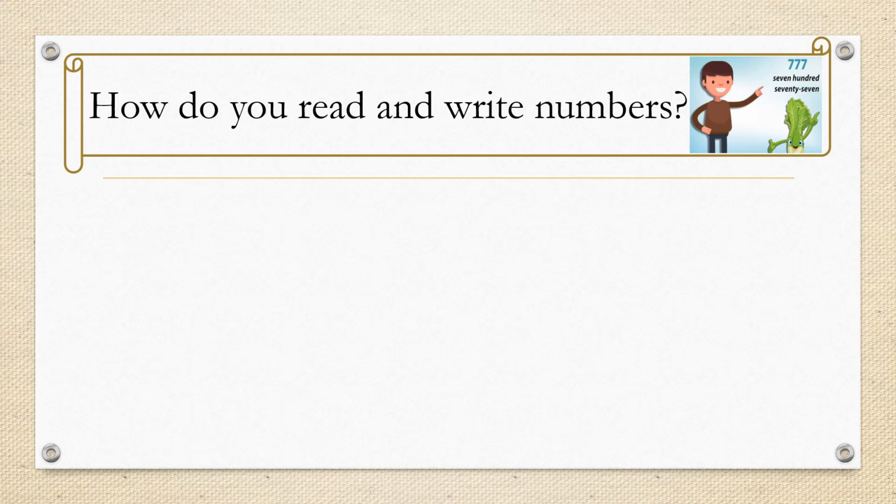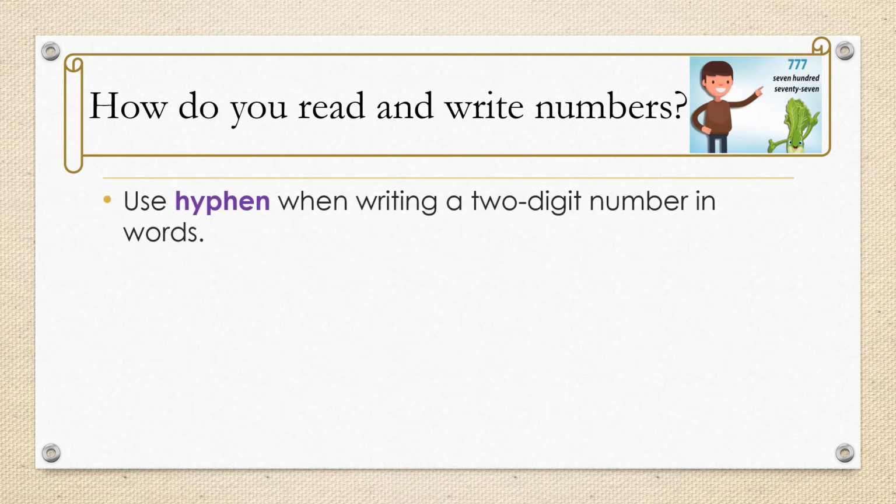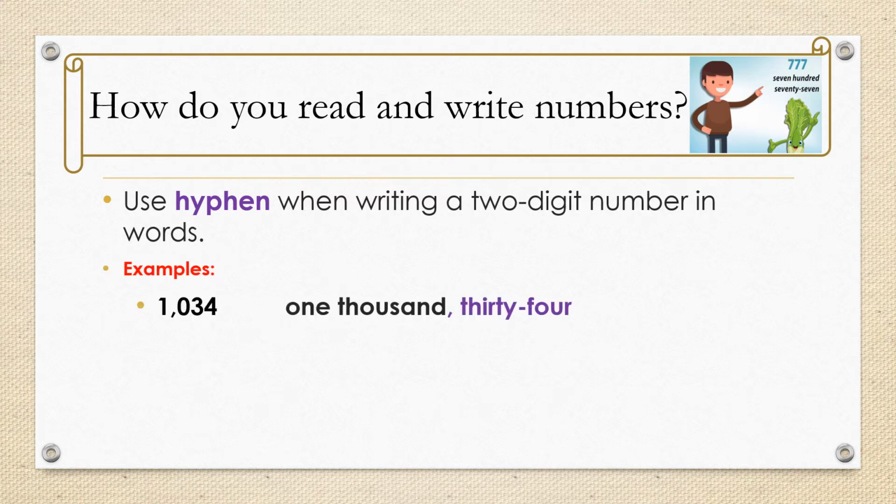Another, use hyphen when writing a two-digit number in words. So I guess you know the two-digit number. We start with the smallest digit. Two-digit number is 21. Okay, 21, 22. Okay, as you go on counting. Okay, use a hyphen example here.